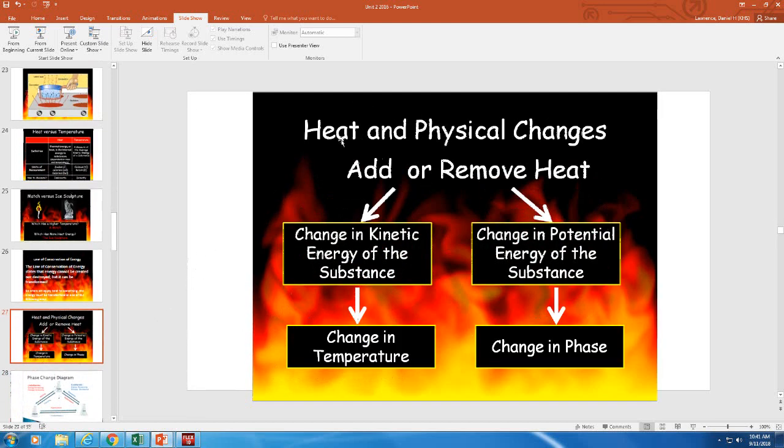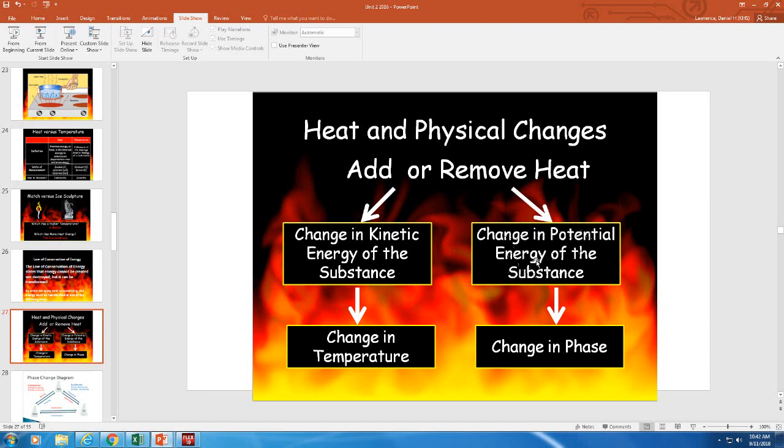Okay. So, heat and physical changes. Well, if we add or remove heat, basically we can do one of two things. When I add or remove heat to a substance, I can either change the kinetic energy of the substance, which is going to change the temperature. This is basically either speeding up the molecules if I add heat or slowing the molecules down if I remove heat. So that's just going to cause a change in the thermometer reading, which is based on the speed of the molecules. But also, in certain cases, when I add or remove heat from a substance, I could change another type of energy, which is called potential energy of the substance.